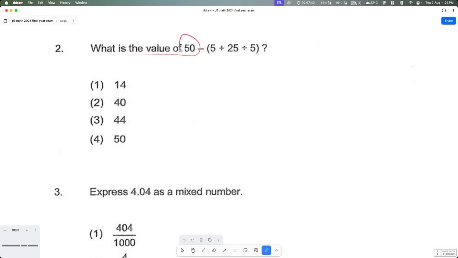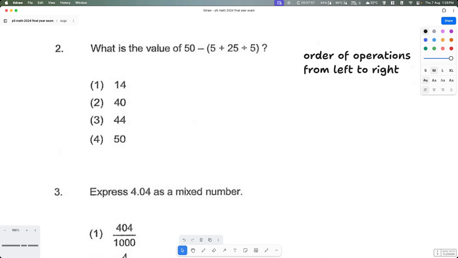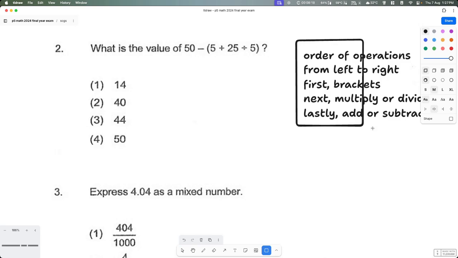What is the value of 50 minus (5 plus 25 divided by 5)? Okay, so this is the order of operations. In this case, first is from left to right. Then we will have brackets. First is brackets, and then after that, next is multiply or divide, and lastly we will have add or subtract. So in this case, let's go through one by one.